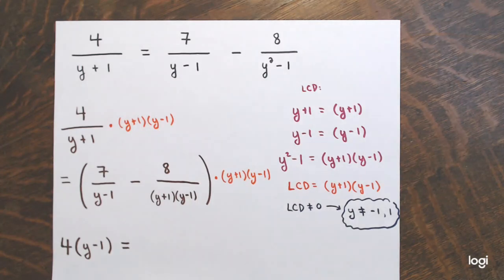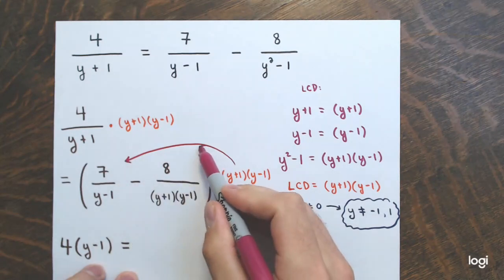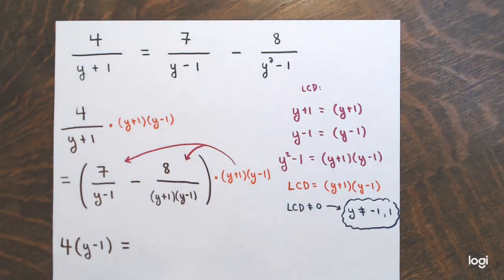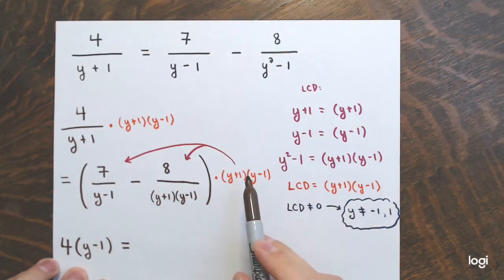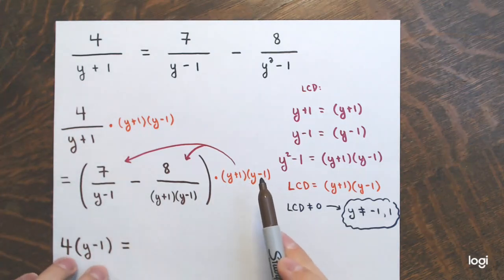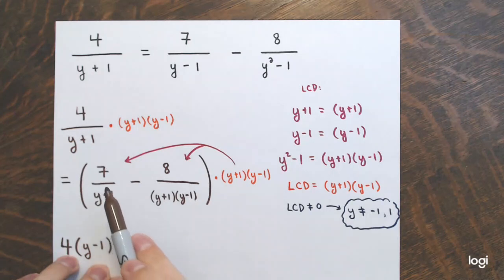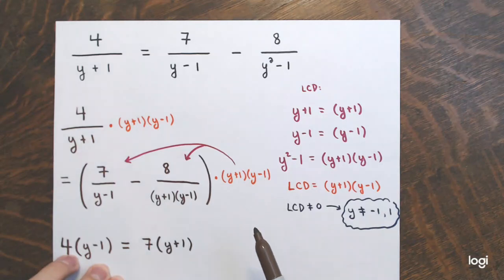And then the right side, we take the LCD and multiply each of these fractions by the LCD. When I multiply the first fraction, this 7 over y minus 1, by the LCD, see the factor of y minus 1 in the denominator, y minus 1 here, those would cancel. We've got a factor of 7 and a factor of y plus 1 left over. Right, the quantity y plus 1 would be left after the y minus 1's cancel.